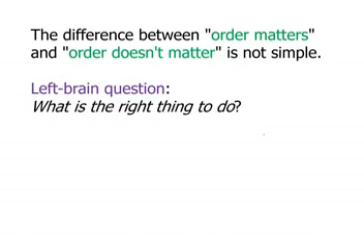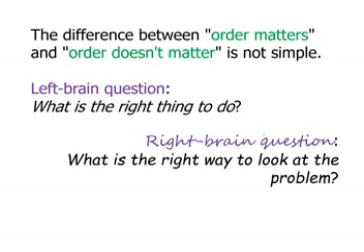Left brain is always concerned with what is the right thing to do. Left brain wants a recipe. Give me a clear recipe and I know what to do. That's the left brain. The right brain is about the right way to look at a question. What is the right way to look at a problem? And if you get into that right brain mode, if you look at a problem the right way, then what to do becomes very easy once you're looking at it the right way. And whether order matters or doesn't matter is very much about the right brain. So it can be a challenge for people who are habitual rule followers and want a rule for everything.